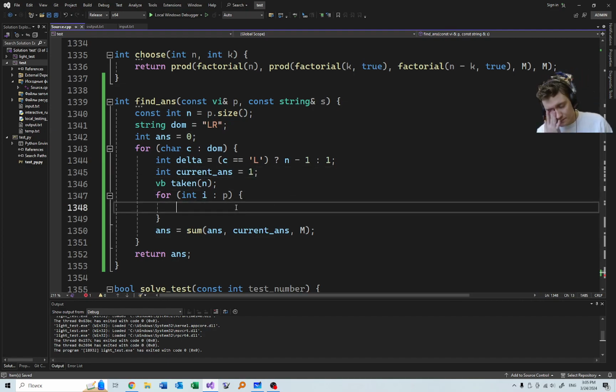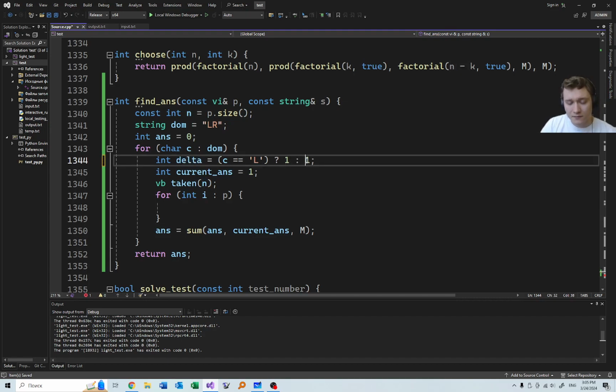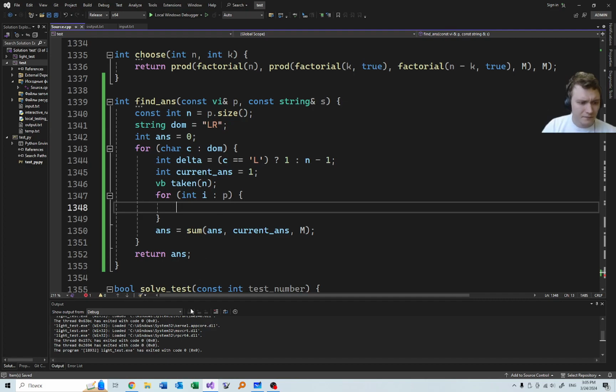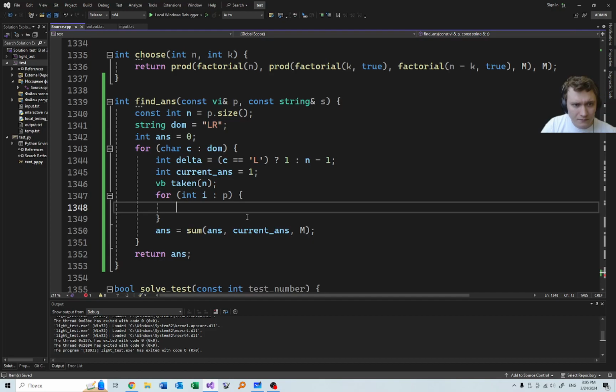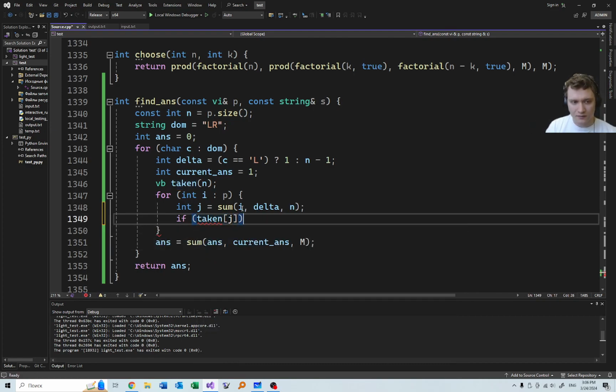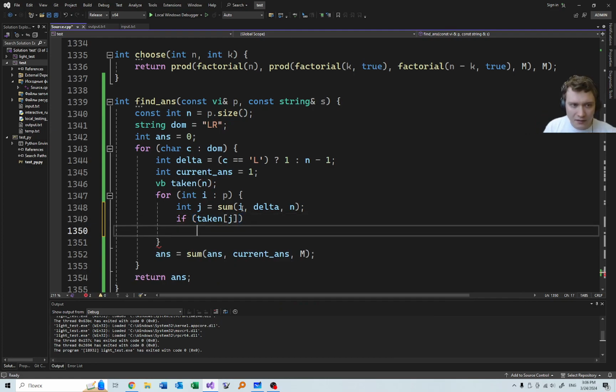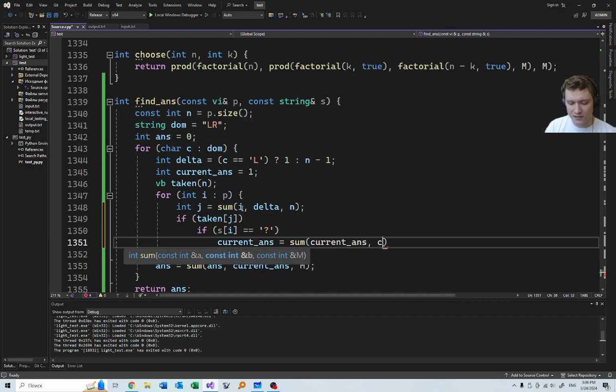Okay, so we look at the person. We need to check if he has 2 spoons or 1 spoon. To do that, we need to look at delta. Yeah, we need to look at the person number delta. Int j equals the sum of i, delta, n. So if this person has already taken, then it's easy. We can be anything. So if s[i] equals question mark, then current ans is the sum of current ans and current ans.